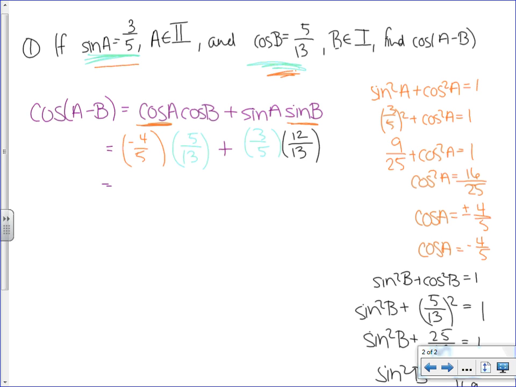And now we can go ahead and multiply. This is going to give me negative 20 over 5 times 13. That gives me 65. Plus 12 times 3, that should give me 36 over 65. The nice thing here is that these have common denominators already. So then this is really negative 20 plus 36. That gives me 16 over 65. Boom, baby, done.